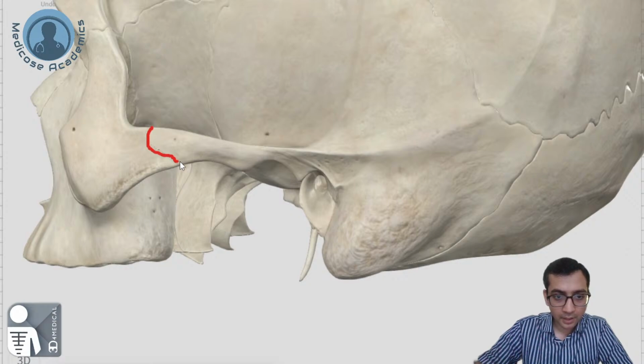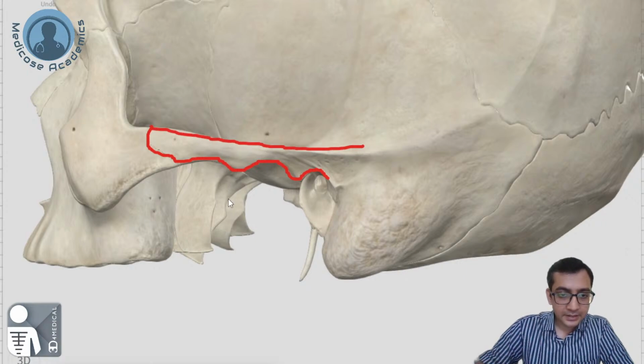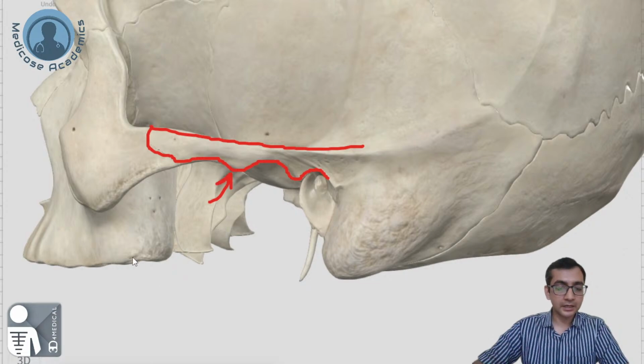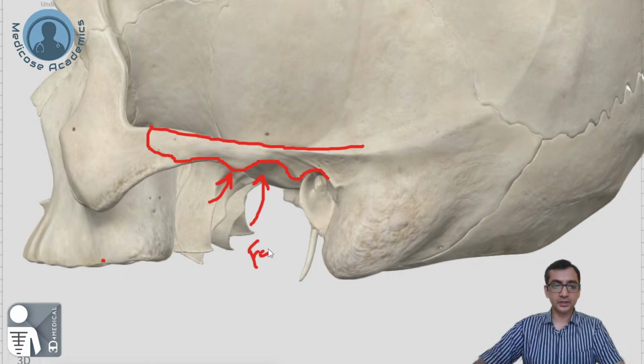So I am outlining this zygomatic part, this zygomatic part of the temporal bone. This raised part is the articular tubercle, and this part is the fossa.